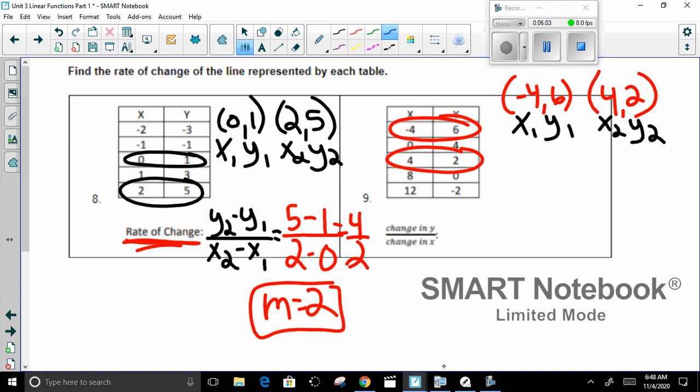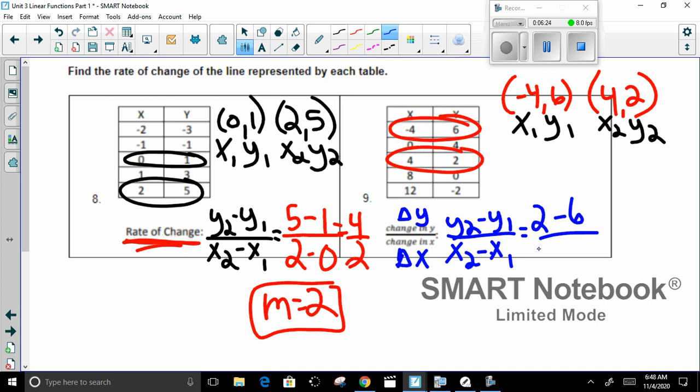So my change in y over change in x, or you could write it as delta y, the triangle y, over delta x. Delta is just a triangle. So y2 minus y1 divided by x2 minus x1. Y2 is 2, my second y is 2, my first y is 6. My second x is 4, minus my first x is negative 4.